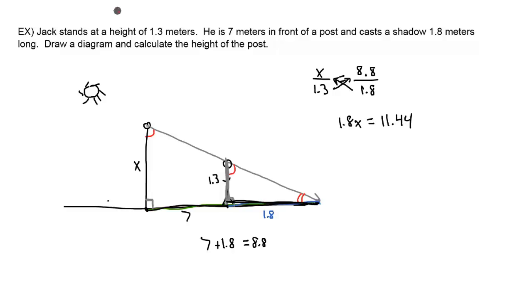To get x by itself, I want to divide both sides by 1.8. And I'm left with x, because 1.8 divided by 1.8 is just 1x. So here's my 1x equals, and 11.44 divided by 1.8 is 6.35, but the 5 goes on forever, so I'm going to write a line over the 5 that's repeating. So what was this unit? It was meters, right? So I'm going to say that the height of the post was about 6.35 meters tall.